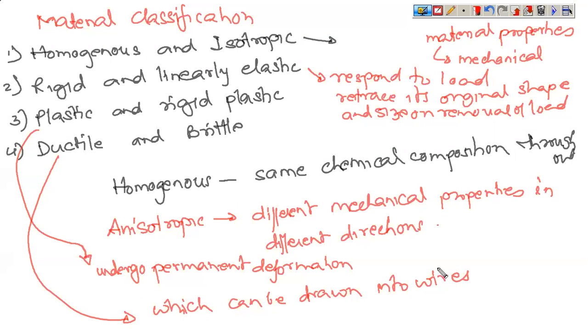Which can be drawn into wires. So it means you can continuously keep on applying tensile load on it, and it can be drawn into wires. So that is called a ductile material.